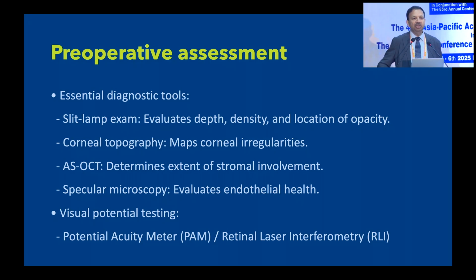So examine the patient on slit lamp, look at the depth and the density of the opacity. And for me, I think the location of opacity is important. We do a topography and find out if your cornea is regular or irregular. Because if the cornea is highly irregular, you will have problem with calculating the lens power that you're going to put.